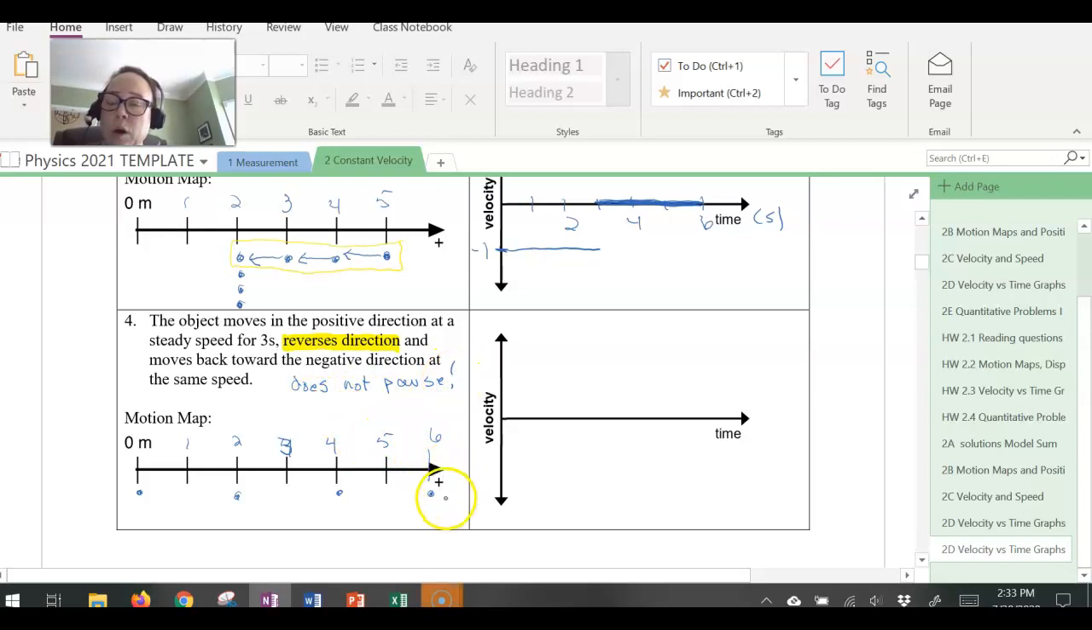Since it does not pause, here is the motion going in the positive direction for 3 seconds. Since it doesn't pause, there are no dots that stack up here at 6 seconds. After 6 seconds, it immediately turns around and starts moving back in the other direction.